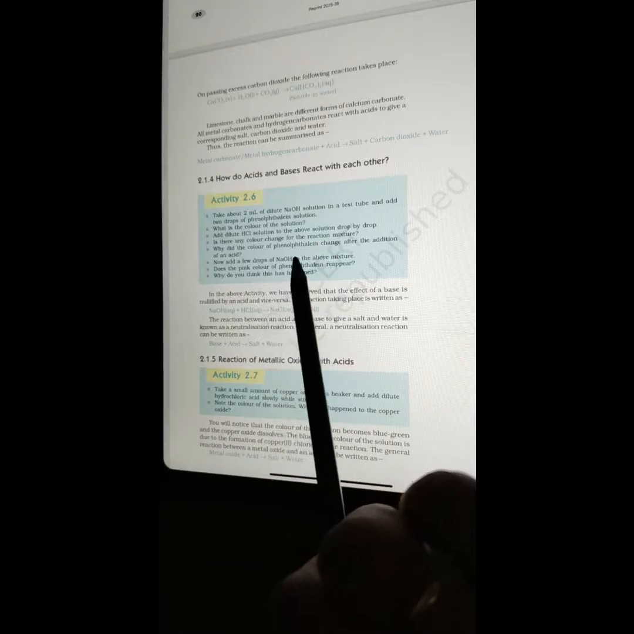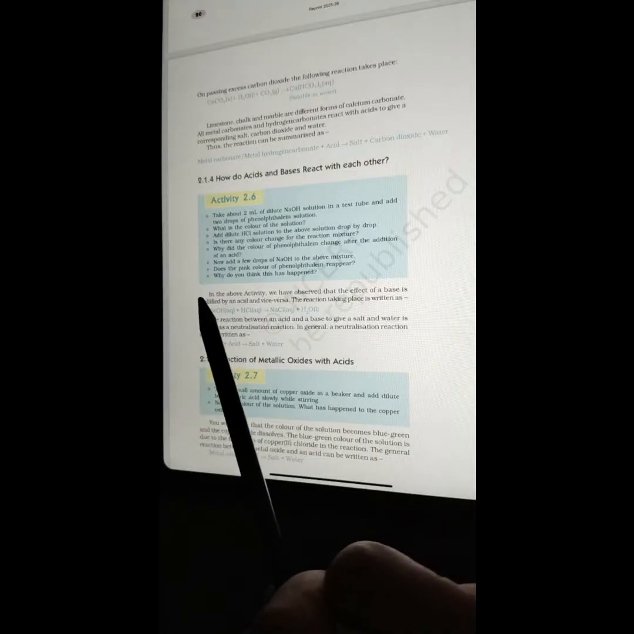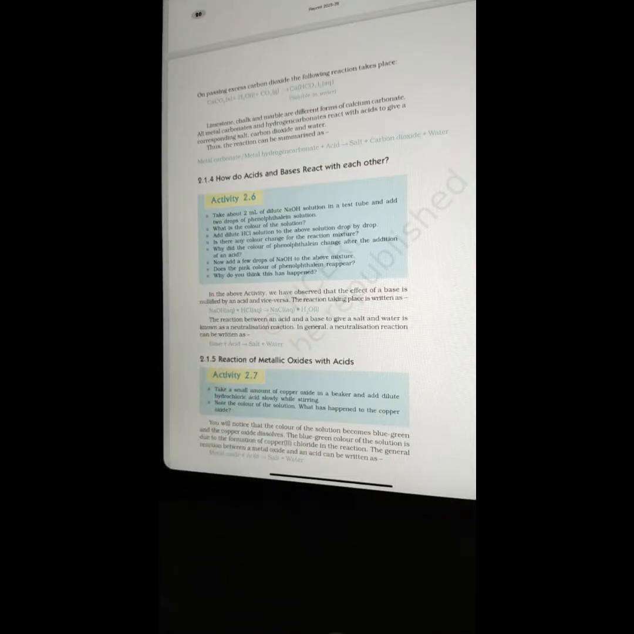Why did the color of phenolphthalein change after the addition of an acid? Now add a few drops of NaOH to the above mixture. Does the pink color of phenolphthalein reappear? Why do you think this has happened?